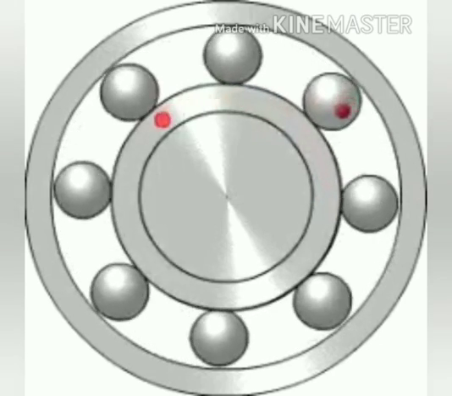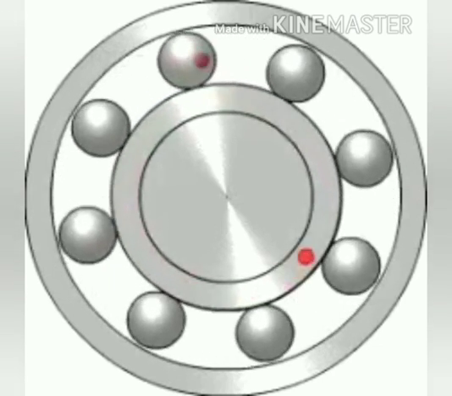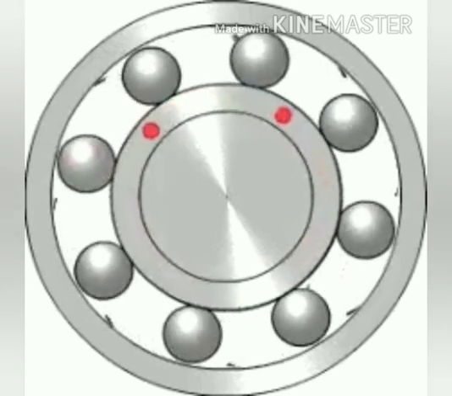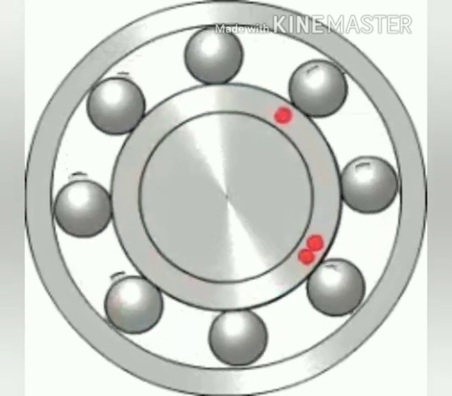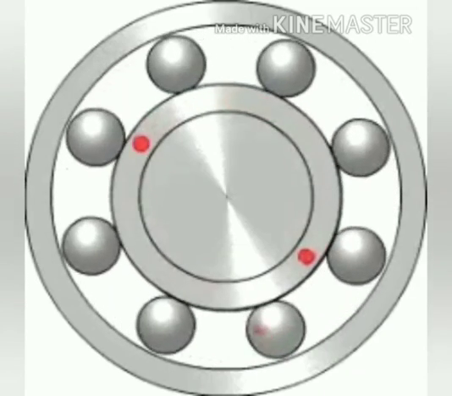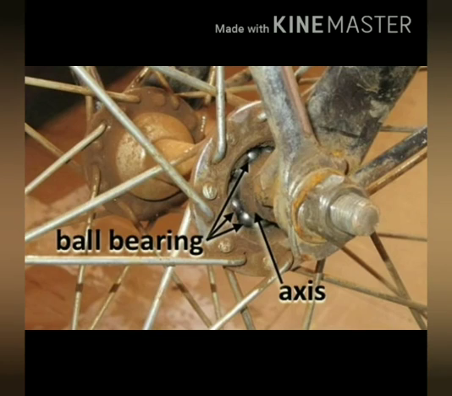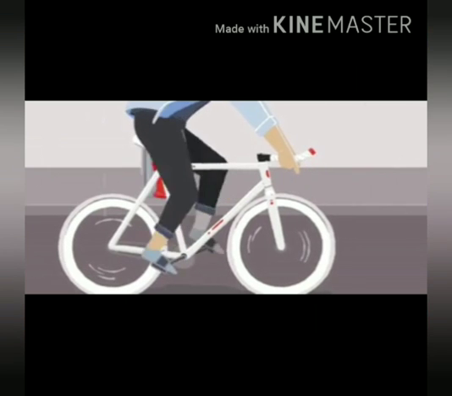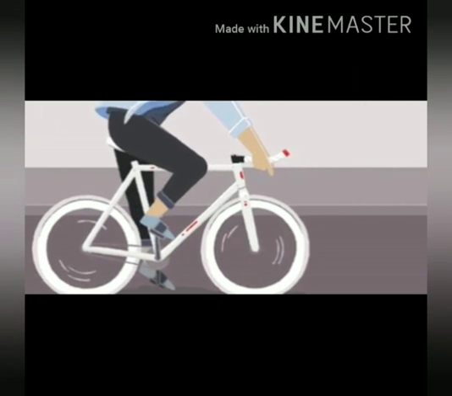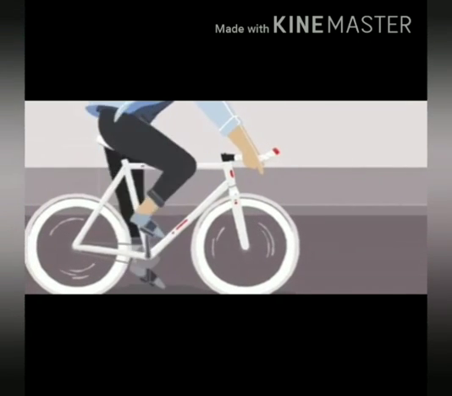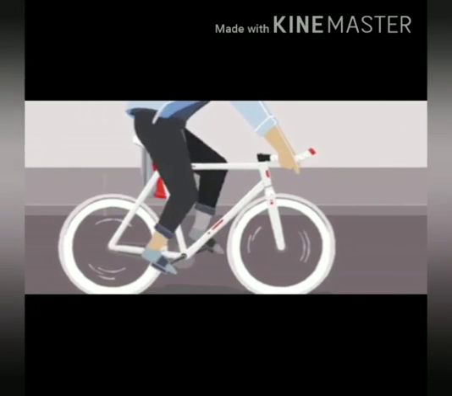A ball bearing is a hollow, circular device containing small metal balls that are fitted around the moving parts of a machine. It reduces the friction by converting sliding friction into rolling friction.